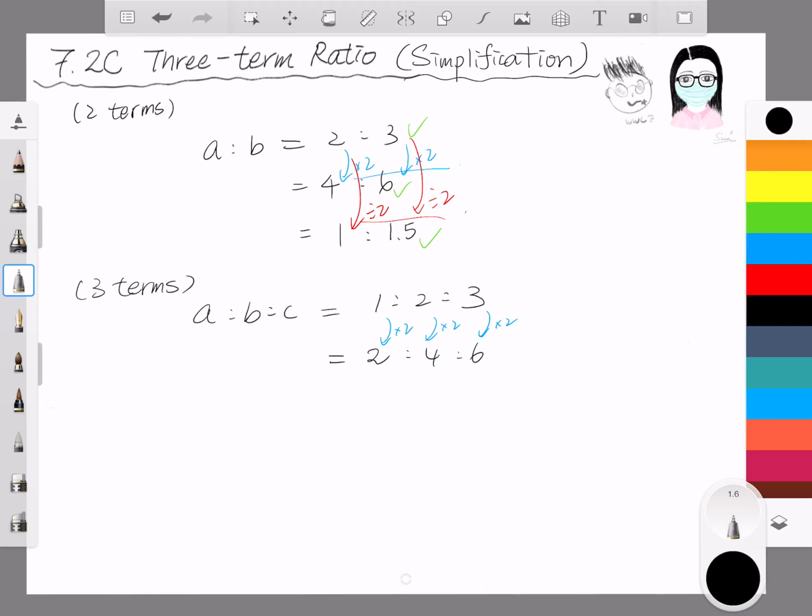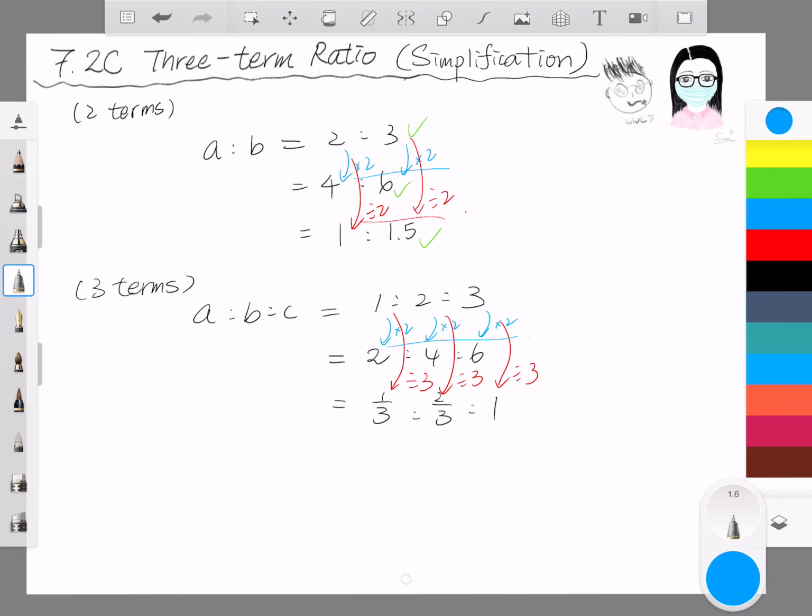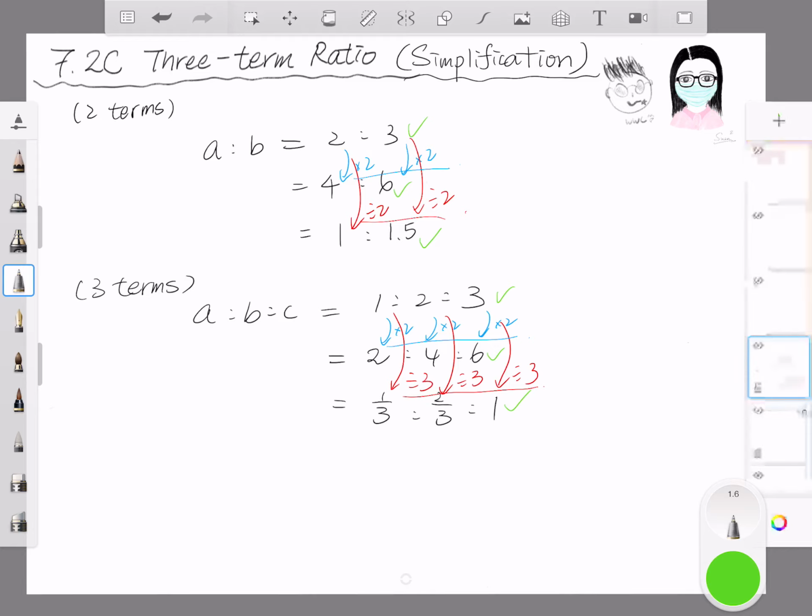They are equivalent ratios. How about if this time I change the value of A to 1/3, which comes from 1 divided by 3? The corresponding values of B and C should be divided by 3, meaning 2/3 and 1. So similarly, for three-term ratios, we can also multiply all terms by the same number or divide all terms by the same number, and the resulting ratios are equivalent. They are the same. So we can use this skill, multiplying or dividing all terms by the same number, to do some questions in your textbook.